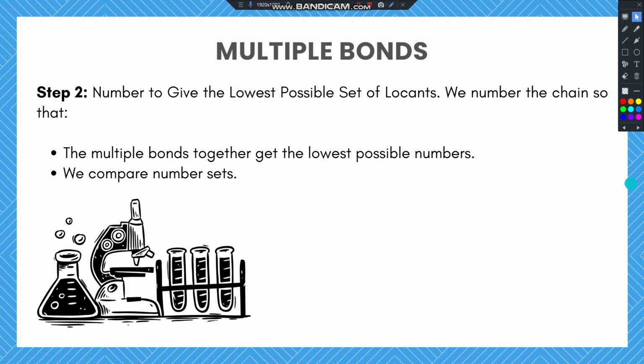Step number 2 would be to number the parent chain in such a way that we give the lowest possible sets of locants. Locants, we're simply talking about the position of the multiple bonds. So we number the chain such that the multiple bonds, that is the double bond and triple bonds, will get the lowest possible numbers, and then we compare the number sets. What exactly do we mean? Here is what we mean.